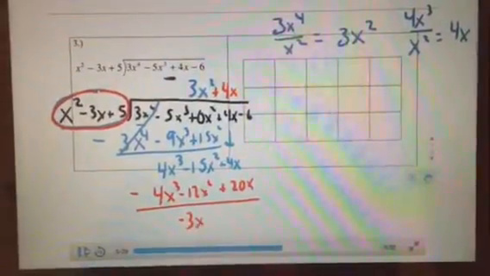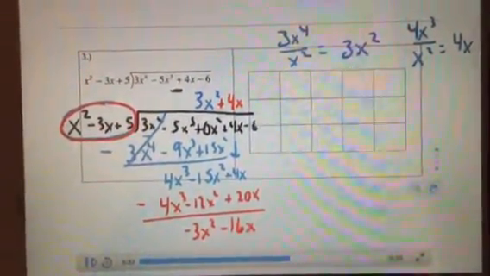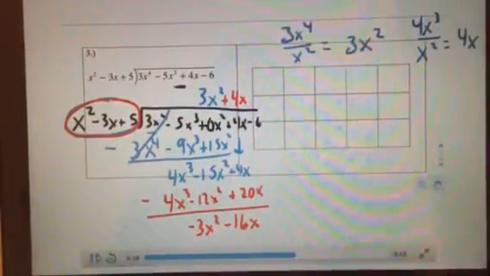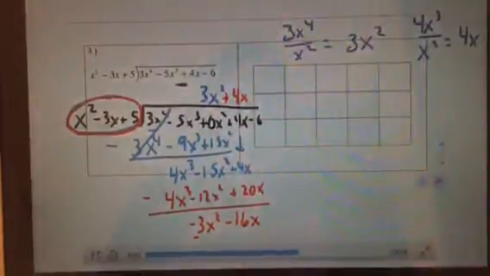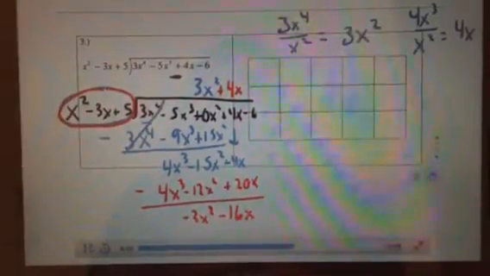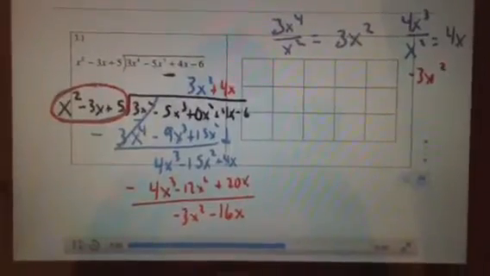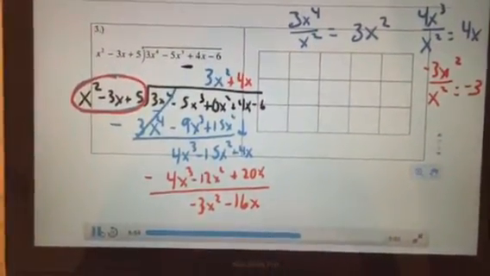So I'll get negative 3x squared minus 16x, because negative 15 take away negative 12 is really negative 15 plus 12. So negative 15 plus 12 is negative 3. 4 take away 20 is the negative 16x. So now I'm thinking, okay, so what is negative 3x squared divided by x squared? That gives me negative 3.